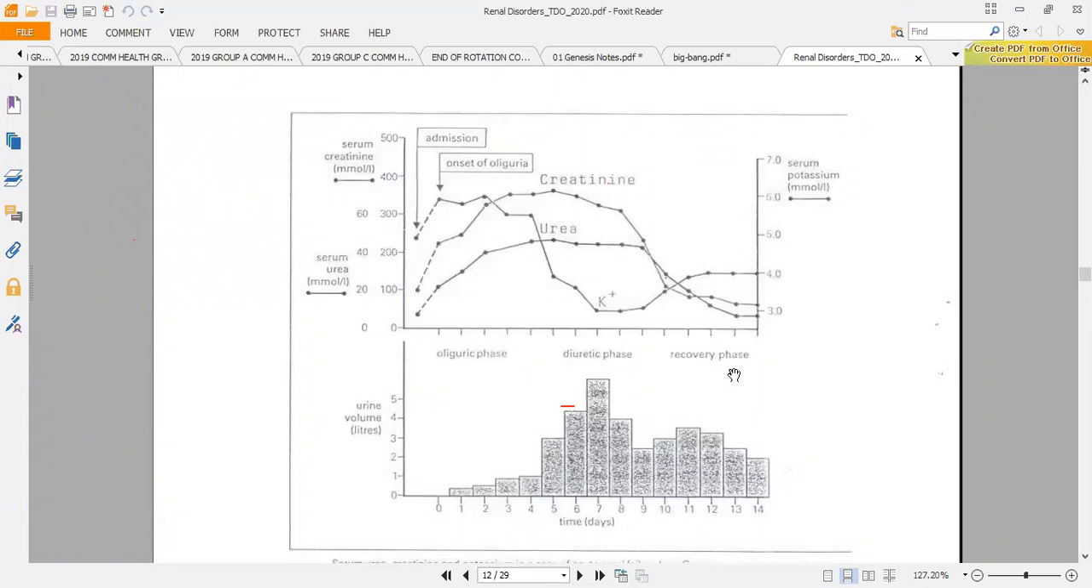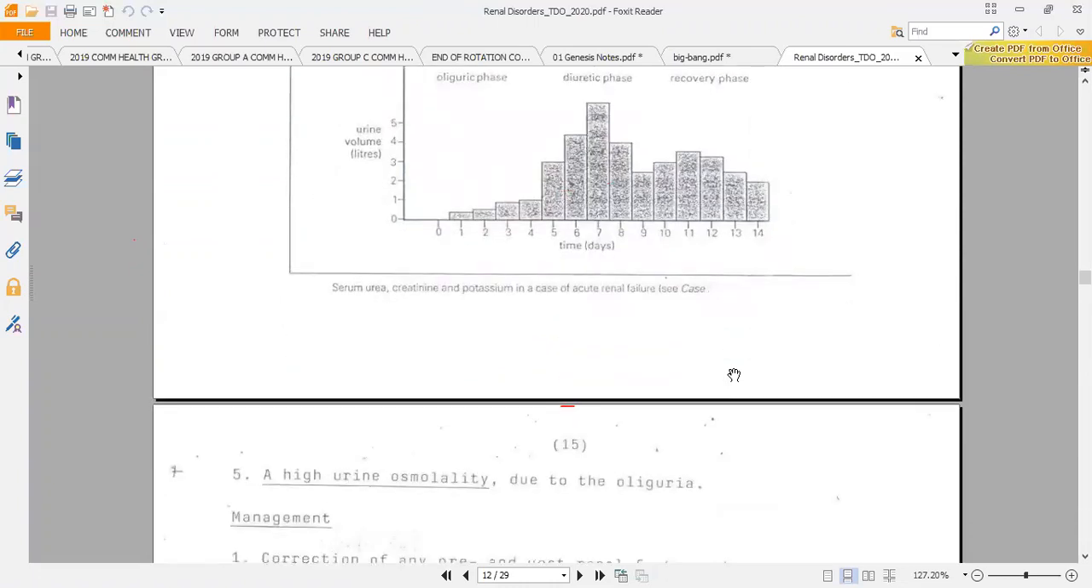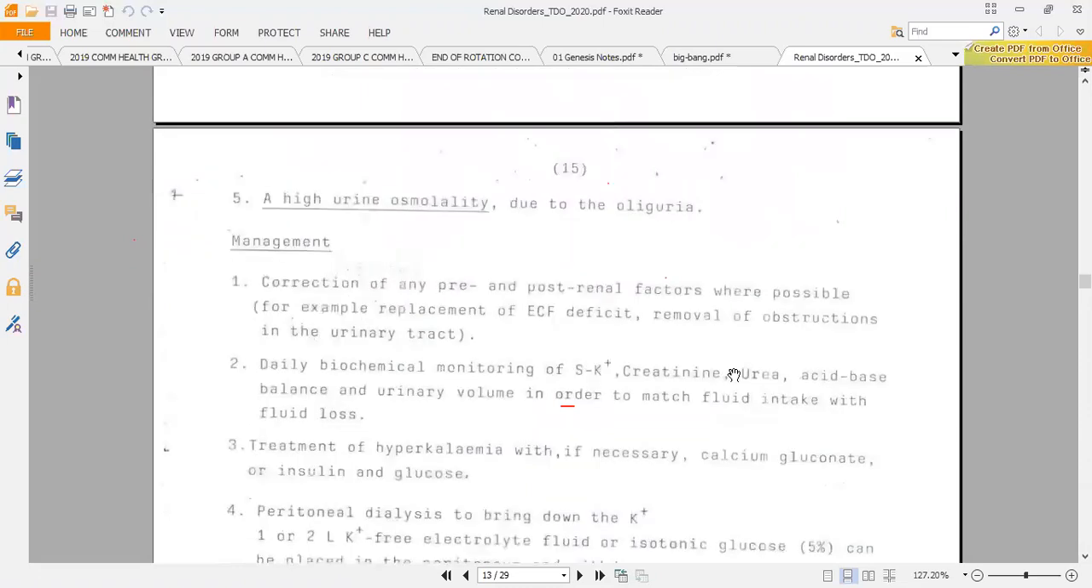Okay, someone's hand is up. You have a question? Okay. Let's go on. Right. So, yes. Please, for acute renal failure, you said it's when... Yeah, come again. Please, I can't hear you. Come again.